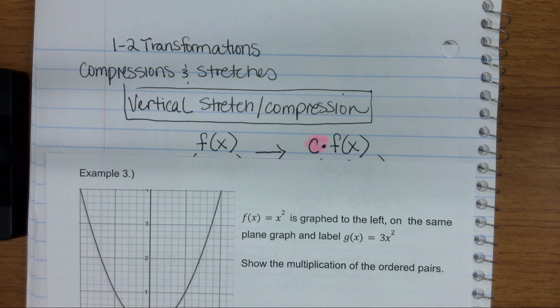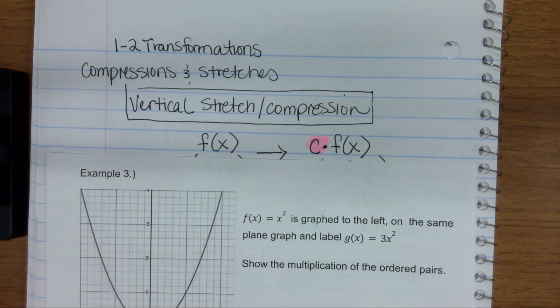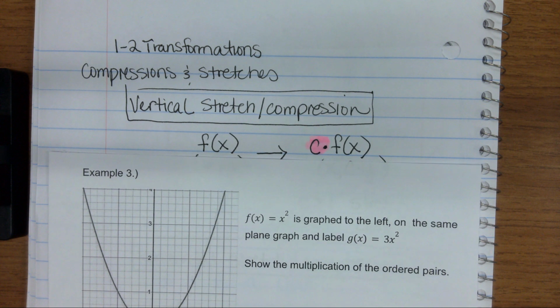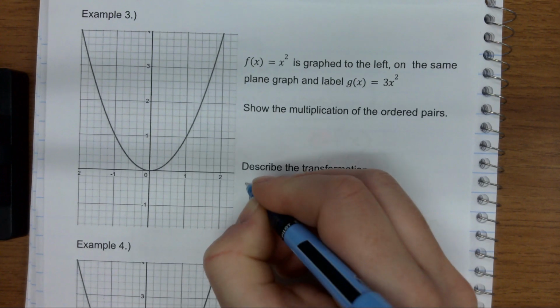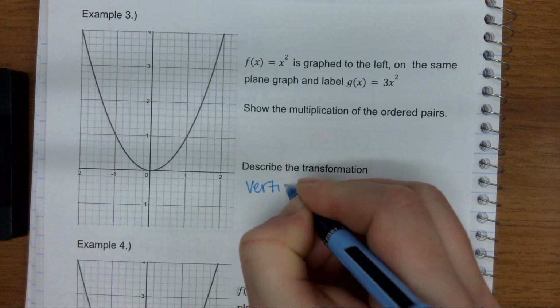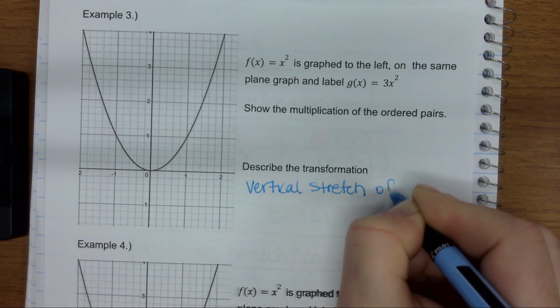Okay, so the number I see out in front is a 3. Is that a number bigger than 1 or between 0 and 1? Bigger. So what kind is it? Stretch. Good. So this is going to be a vertical stretch of 3.